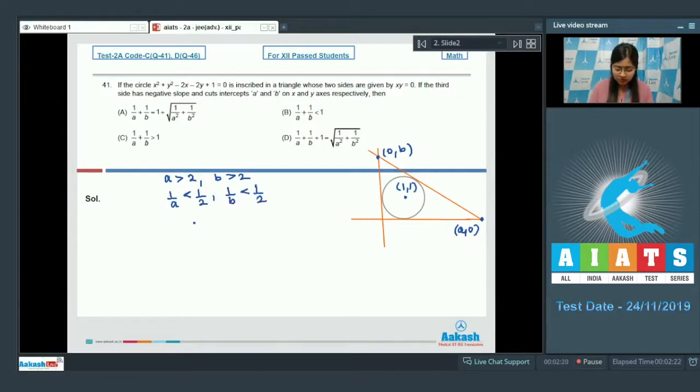So adding both, we get that 1 by A plus 1 by B is definitely less than 1. So from the given options, we can see that option B is correct.